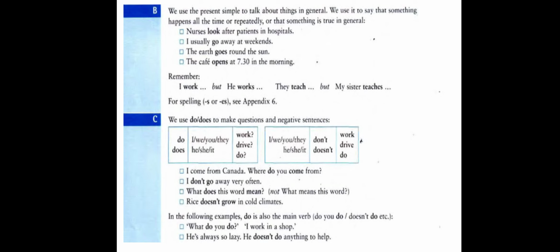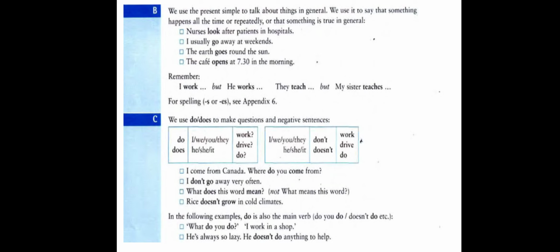Rice doesn't grow in cold climates. The positive sentence is "rice grows in cold climates," for example. Rice is uncountable, so it is considered singular. So we say "rice grows in cold climates." To make it negative, we use does, so it becomes "rice doesn't grow in cold climates."